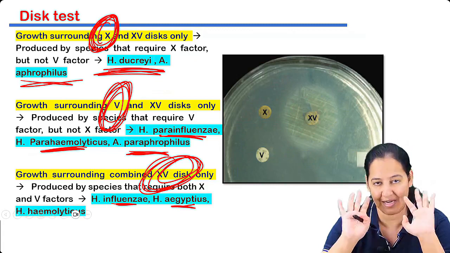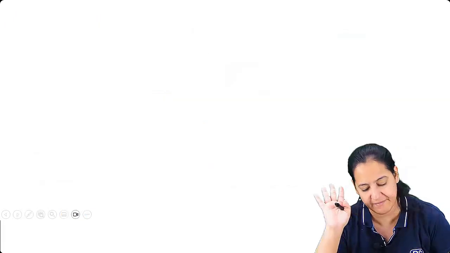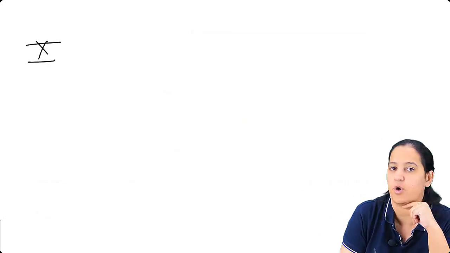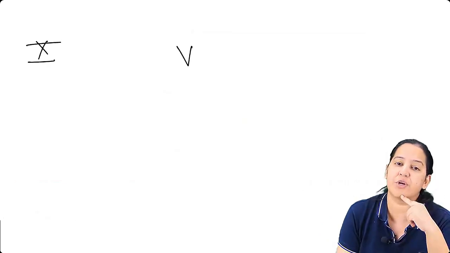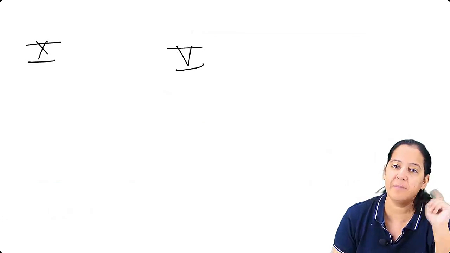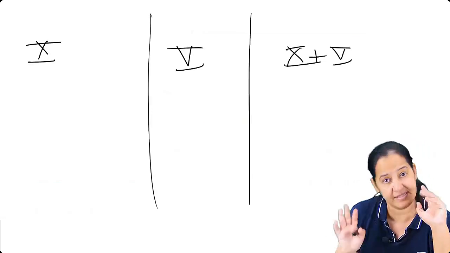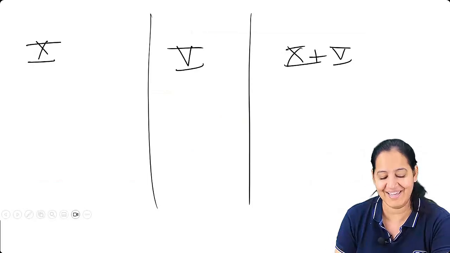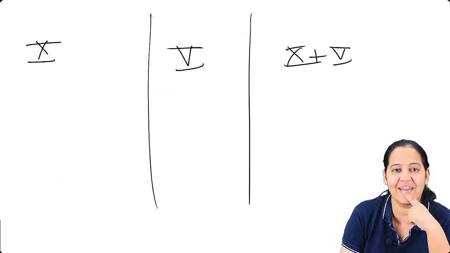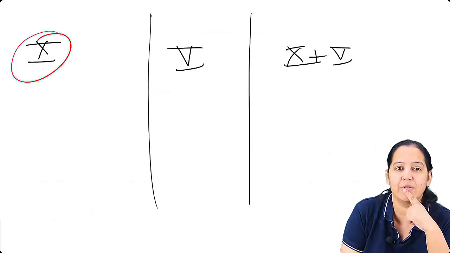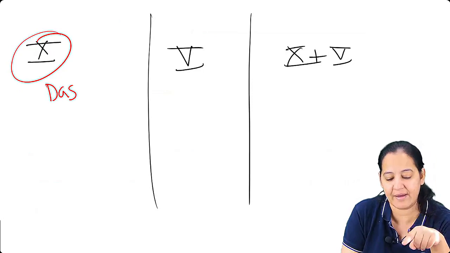Got it? Let me tell you a way. I will simplify it. I will give you a mnemonic. So tell me the Haemophilus which require only 10, not 5. Tell me a Haemophilus which require only 5, not 10. Tell me the Haemophilus which require both 10 and 5. Okay? I will give you a mnemonic. Don't worry, we have a mnemonic for everything. Okay, listen, how will we remember? What is 10 called in Hindi? Where does the spelling of 10 start?